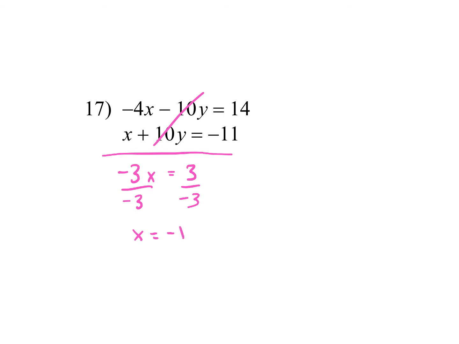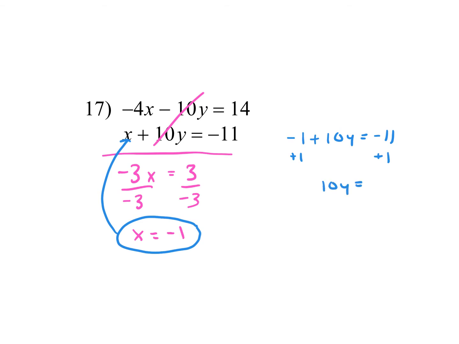How do I find y? Plug it into what? Plug it into x. I'm going to plug it into the second equation. So I have negative 1 plus 10y is equal to negative 11. What do I have to do next? Plus 1, plus 1. So 10y is equal to negative 10. And then what should I do? Divide by 10. So what does y equal? Negative 1. How do I write my answer? Negative 1 comma negative 1.